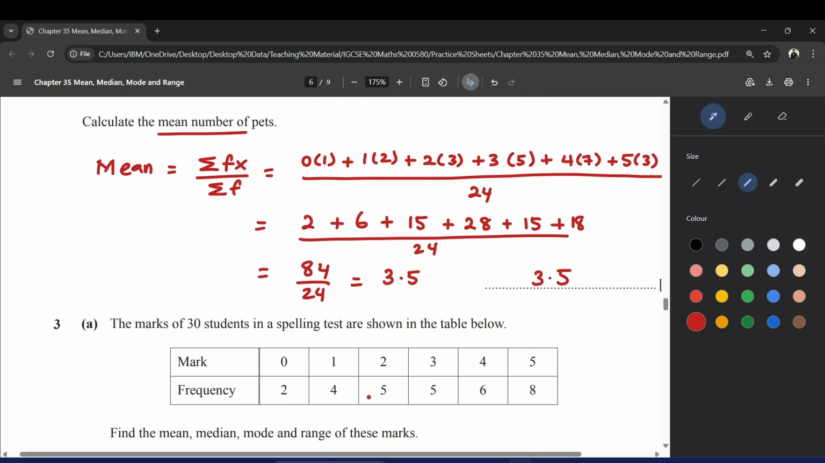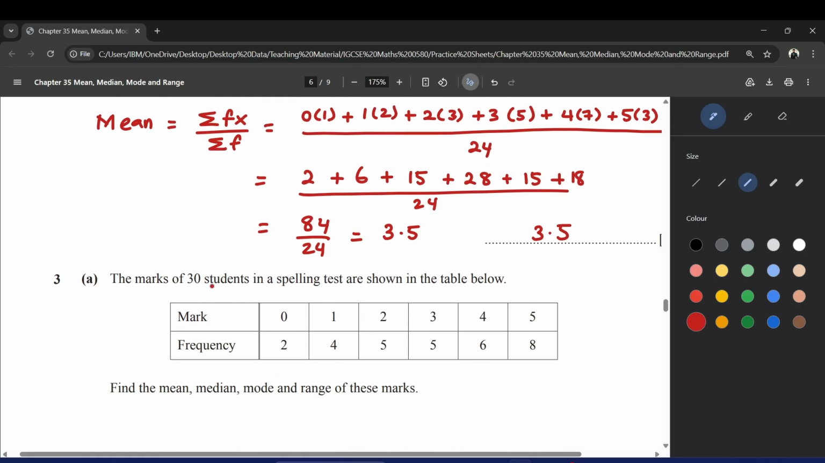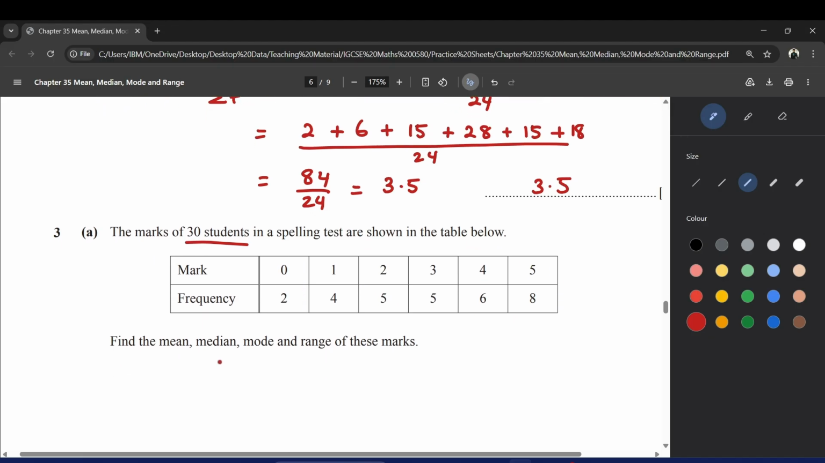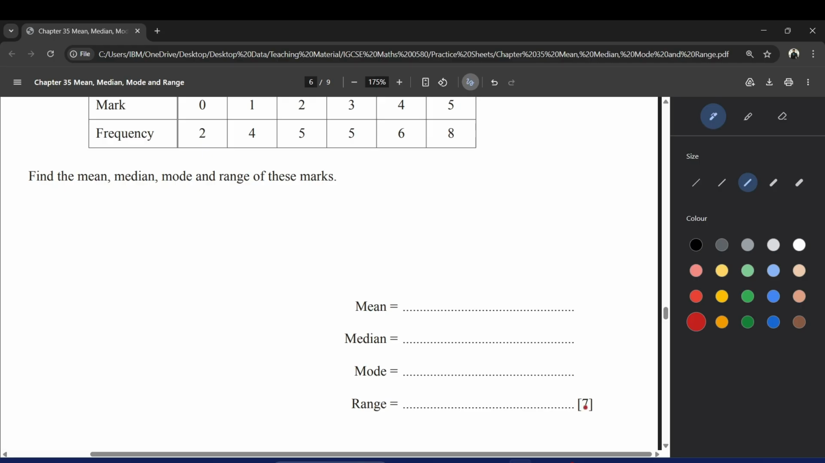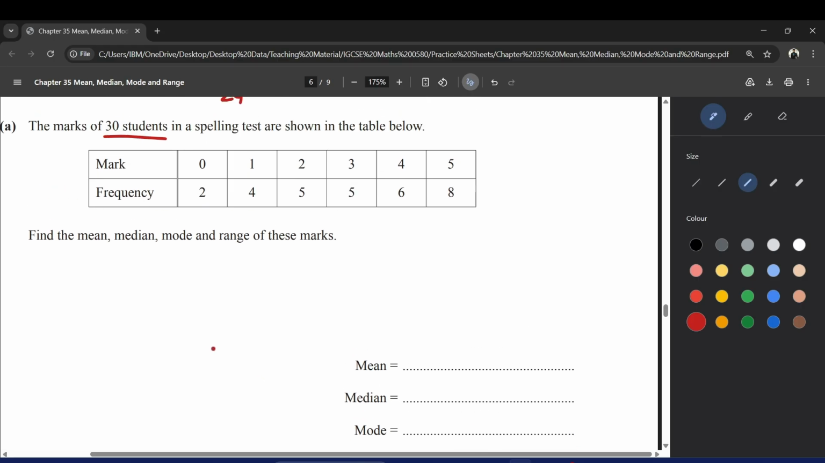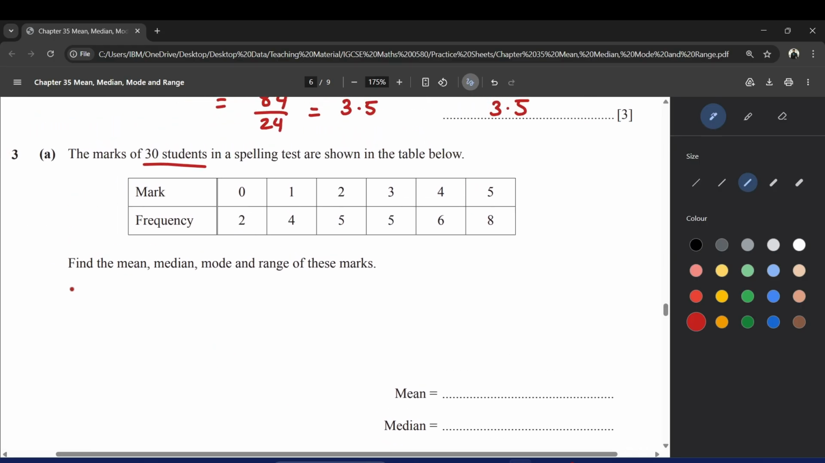Okay, so let's move to question number 3. The marks of 30 students in a spelling test are shown in the table below. Find the mean, median, mode, and range of these marks. Okay, so this is a 7-mark question. Quite a heavy question, you see. So let's see. First, we need to find the mean. So mean is going to be sigma fx divided by sigma f.